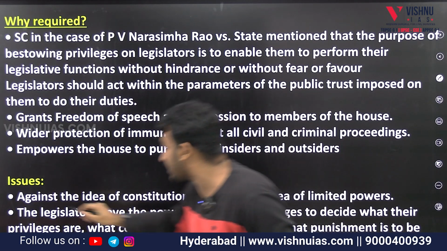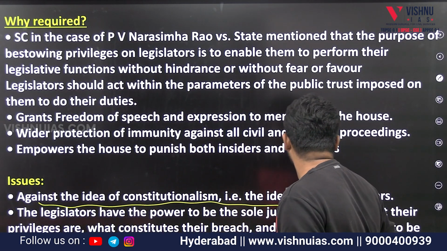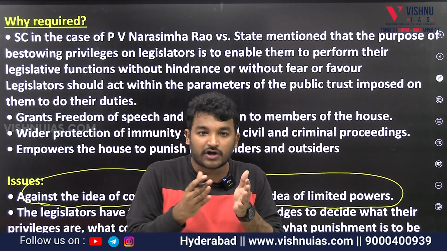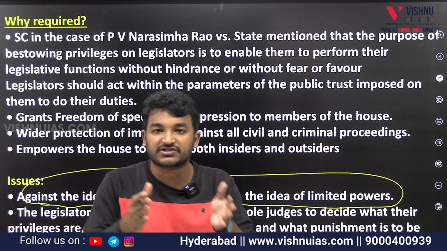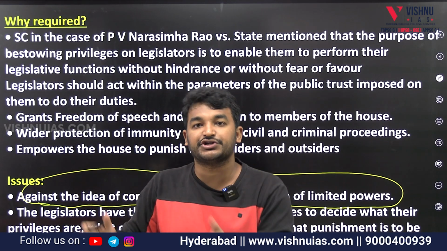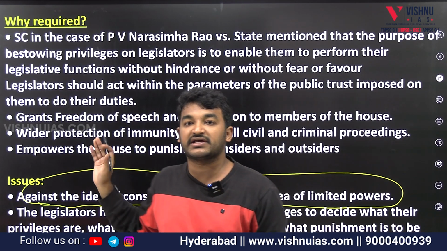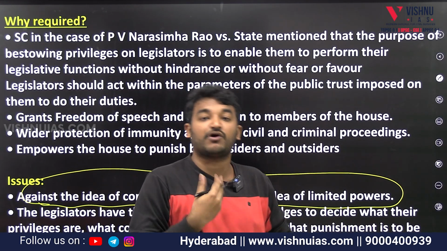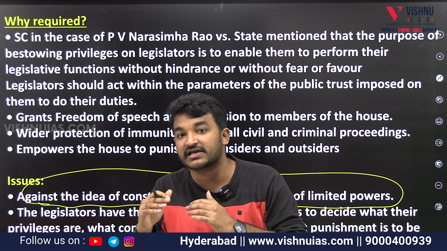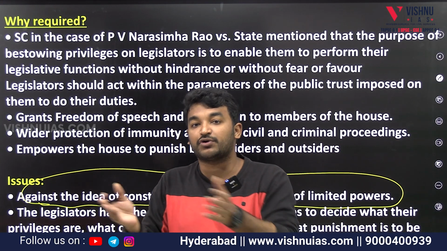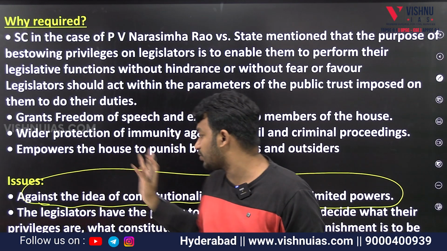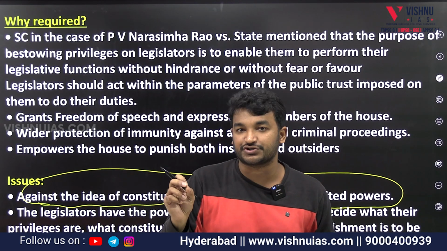The basic issue is that it is against the idea of constitutionalism. Why? Because constitutionalism says that the constitution limits the powers of the legislature, executive or judiciary. But what is happening here? Parliamentarians are having unlimited powers. They can decide what the rules are. They can give judgment about whether it is a privilege or not. It is also completely against the separation of powers. So this goes against the idea of constitutionalism.